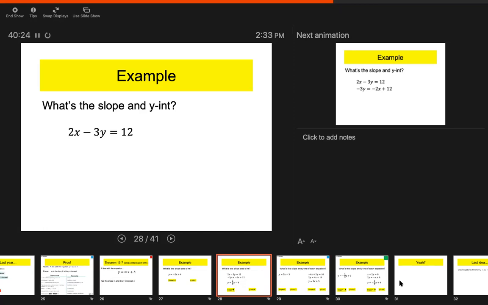We gotta first make sure it equals y equals. You're almost there, Ben, but not yet. Yes, I am. Well, you have to make sure what? We gotta make sure y is on the left.